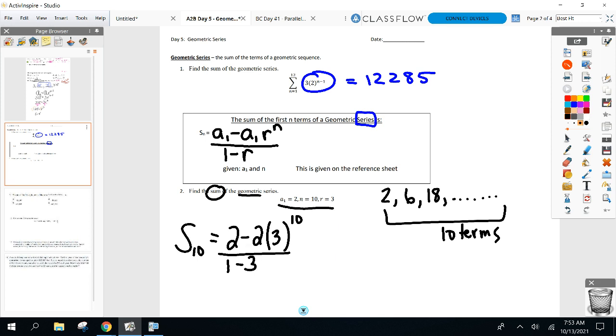Use your fraction template, plug it all in just as we wrote it. I highly recommend you do not do the top, then do the bottom. Pull up a fraction template on your calculator and plug it all in. What is the sum of the first 10 terms? 59,048. Yep.